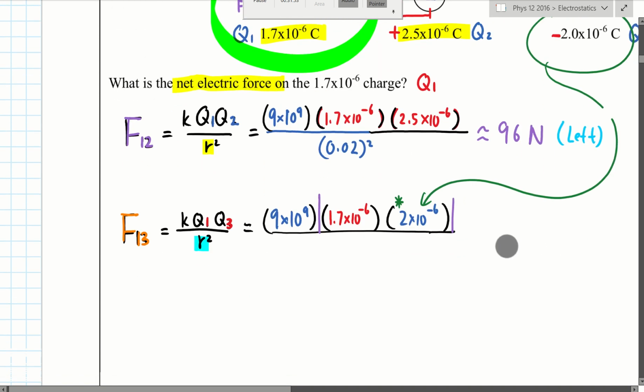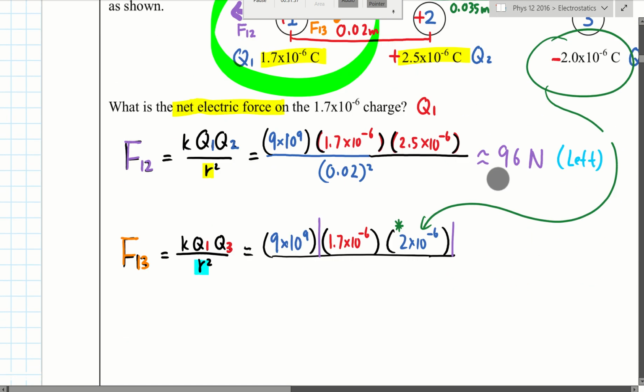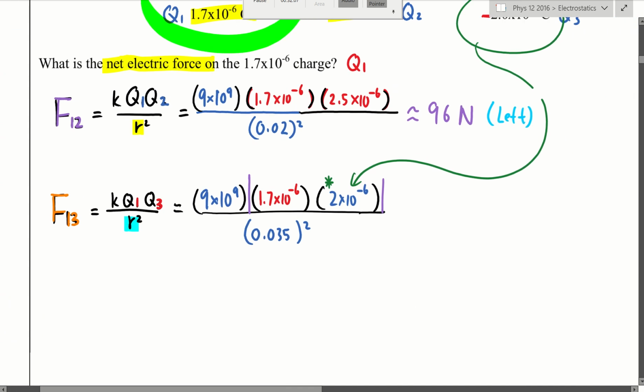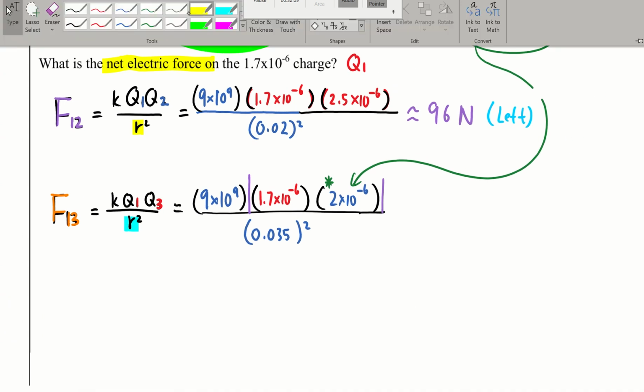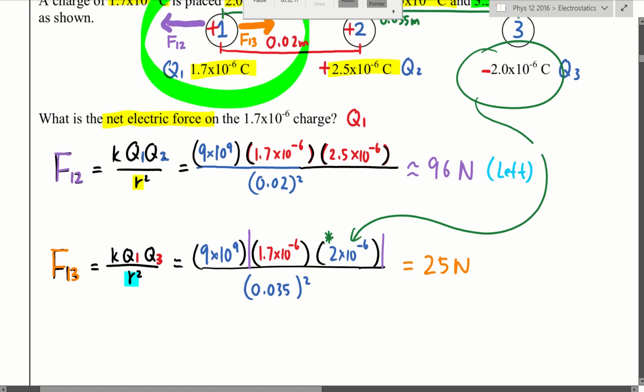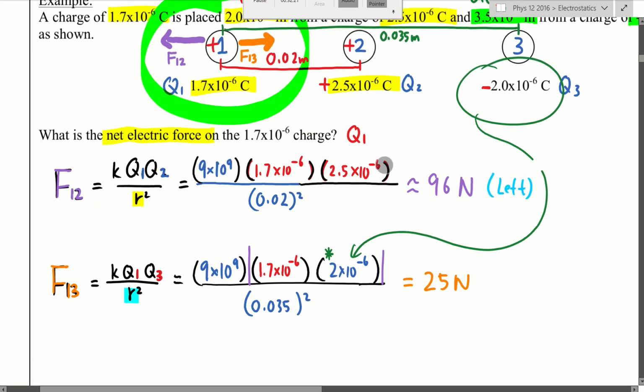Now we are going to divide by the distance between them, which is 0.035, and that squared. This is the orange force. So how much would that be? In a calculator, this is approximately 25 Newton. And for direction, which way does that point? This points to the right-hand side.